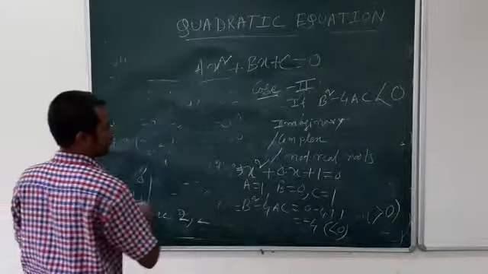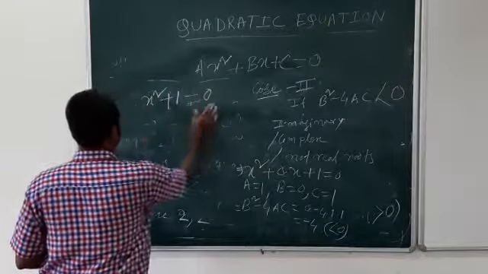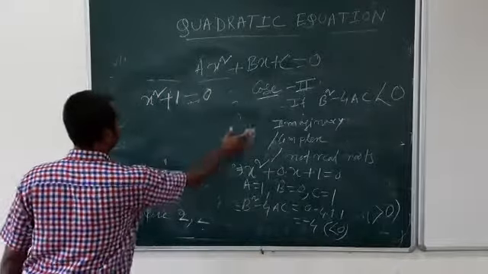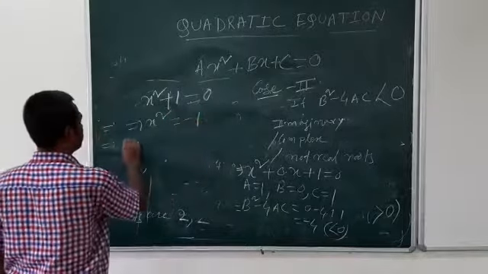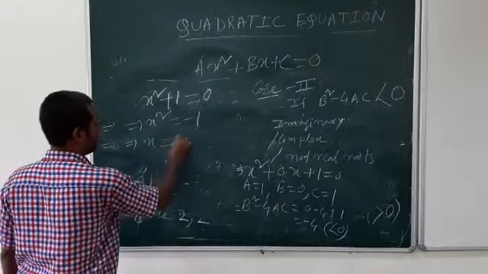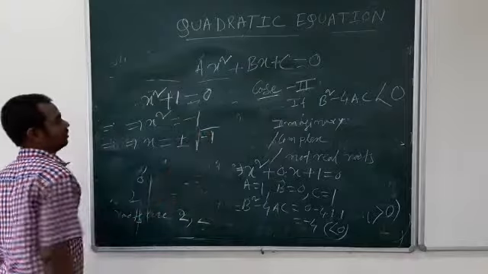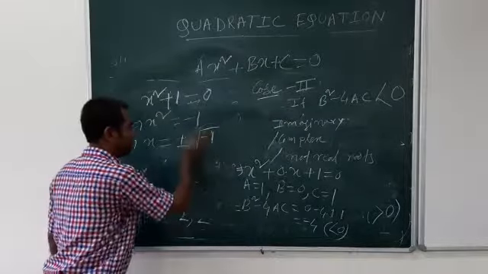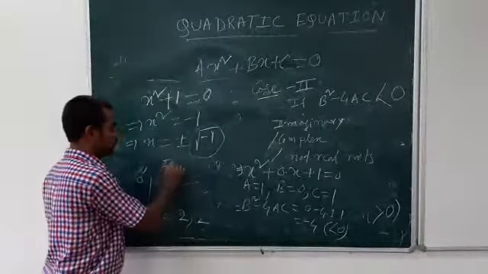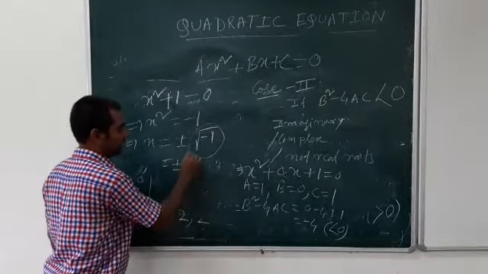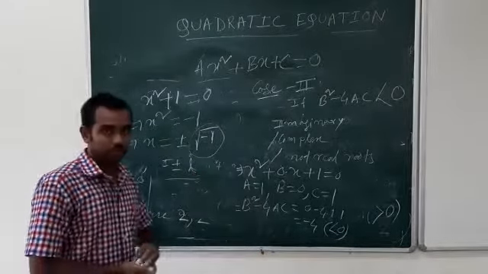So x square plus 1 is equal to 0. So here we get x square equal to minus 1. So x equal to plus minus root over minus 1. In mathematical terms, root over minus 1 is not real. So it is denoted as i. It is in class 11, not in class 10.